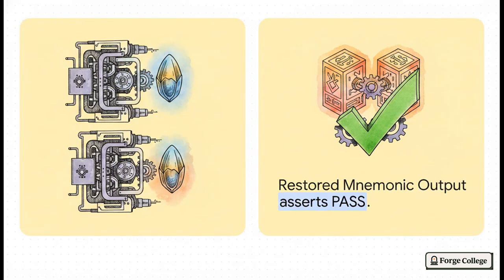So what does victory actually look like? Well, it looks like a beautiful, successful terminal run. Your original mnemonic outputs an address ending in, let's say, 123. Your restored mnemonic outputs that exact same address. Pass. This is the absolute beauty of determinism. Identical inputs plus the exact same derivation path must mathematically yield identical outputs every single time.